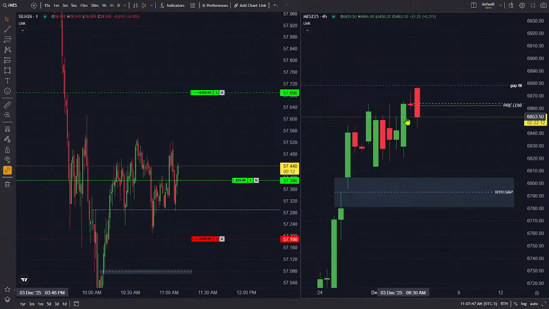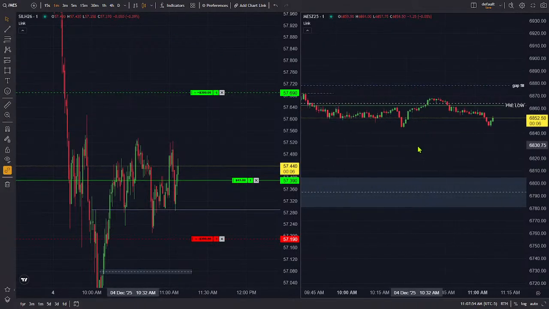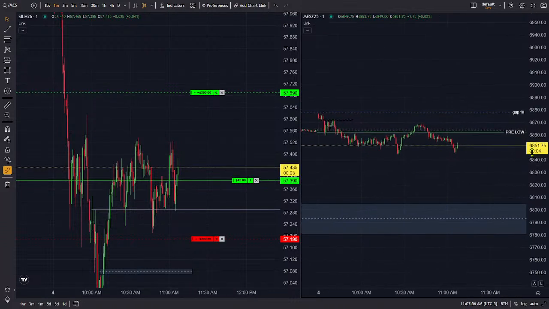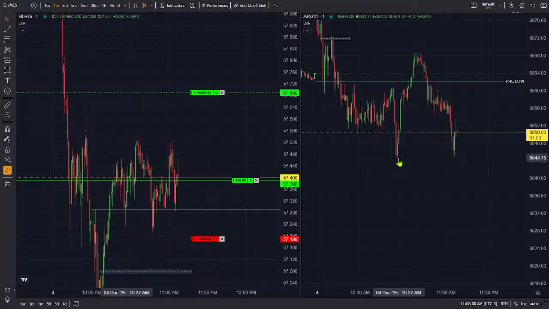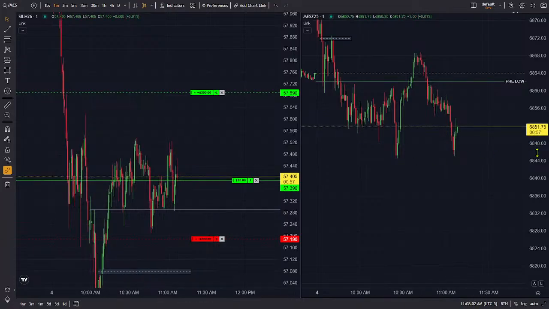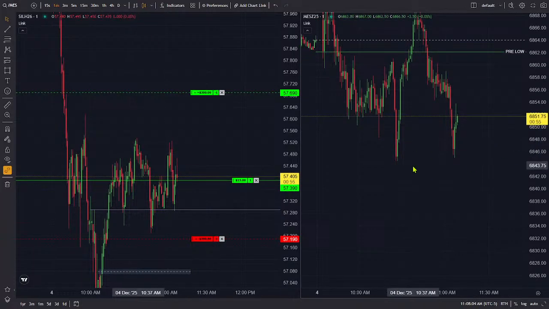ES pushed down and now it's pushing back up. Let's look at its 1 minute. Okay, so it left, I think it made a higher low. ES made a lower low. NQ made a higher low.